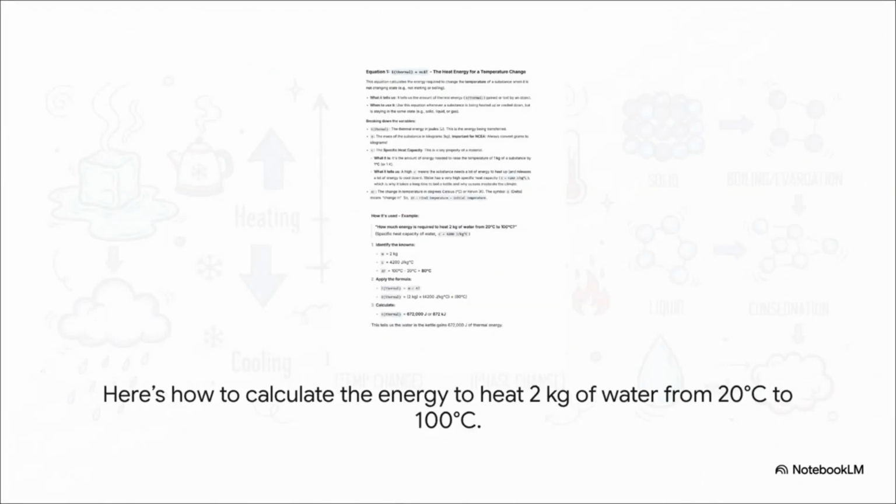Okay, let's make this real with an example. Say we want to heat 2 kilograms of water from a cool 20 degrees up to its boiling point at 100 degrees. We just plug the numbers in. The mass is 2, we'll use a rounded value for c of 4,200, and the temperature change is 80 degrees. You multiply them all together, and bam, you get 672,000 joules. That is a lot of energy just to get the water hot.